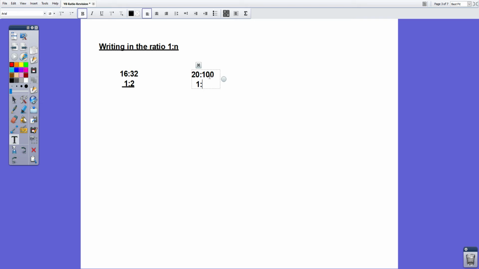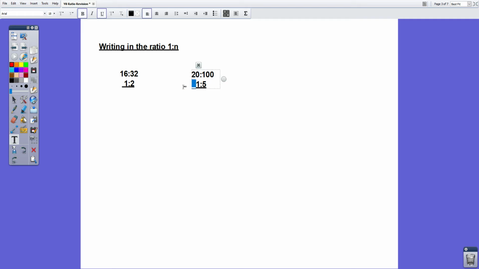What is 100 divided by 20? How many 20s in 100? 20, 40, 60, 80, 100? 5. 1 to 5. There's my answer. Underline it. Okay, let's have a look for a slightly trickier one.